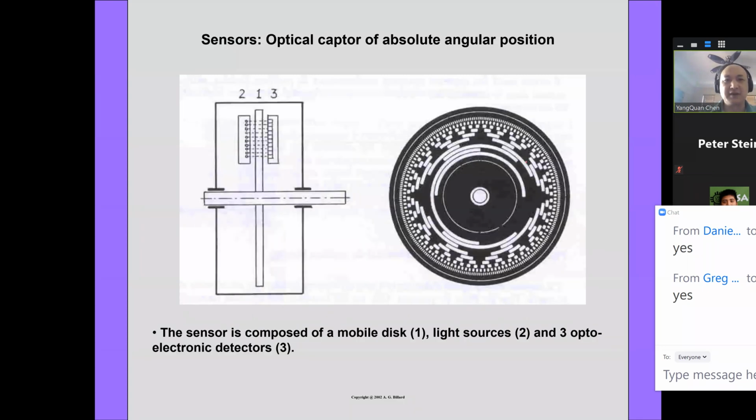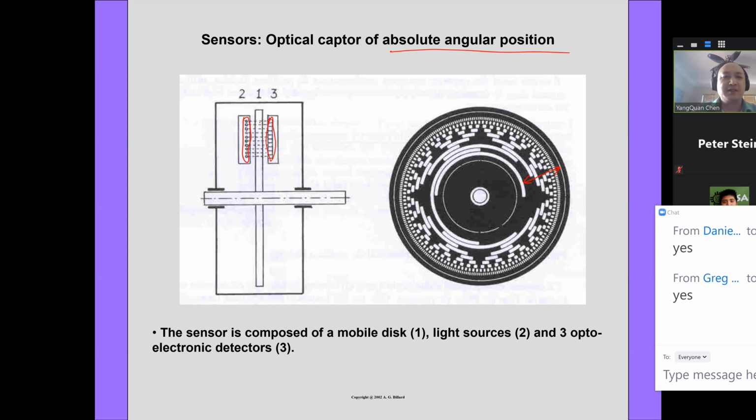So this is called absolute angular position. You can see there are so many bits in here. So then you have an array of this light source, then an array of this type of receiver, then you have parallel multiple channels. Then all the positions are absolute.